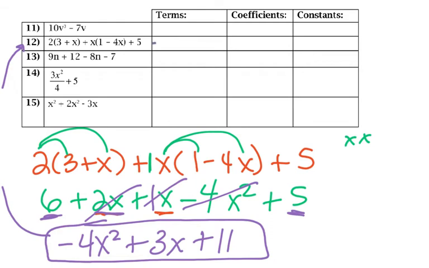So in my terms, I'm going to have negative 4x squared, comma, 3x, comma, and 11. My coefficients are the number part of the term, not the variable part. And a coefficient is not a constant. So I'm going to have negative 4 and positive 3, but not 11. 11 is not a coefficient. It is a constant. So you might want to pause this and go through all of those steps and make sure you understand what I did there.